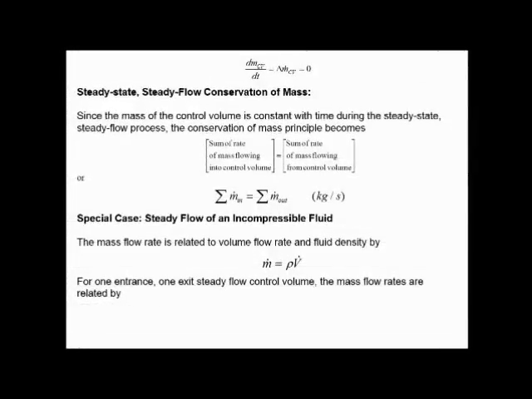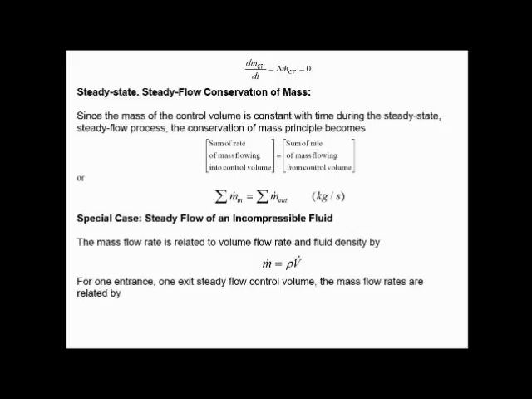Now the steady state steady flow conservation of mass can be given as follows. Since the mass of the control volume is constant with time during the steady state or steady flow process, the conservation of mass principle becomes the sum of the rate of mass flowing into the control volume minus the sum of the rate of mass flowing from the control volume. So the summation of all the masses going inside equals the summation of masses going outside. It is given in kg per second. Now there are special cases like steady flow of an incompressible fluid.